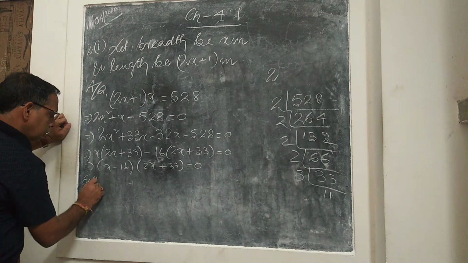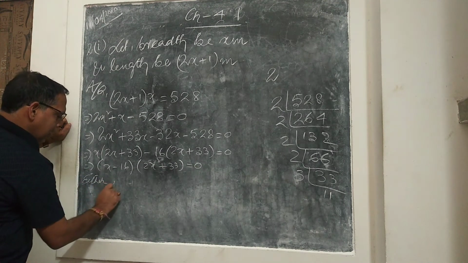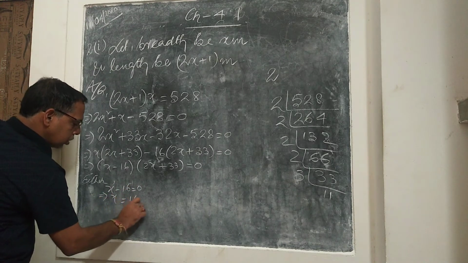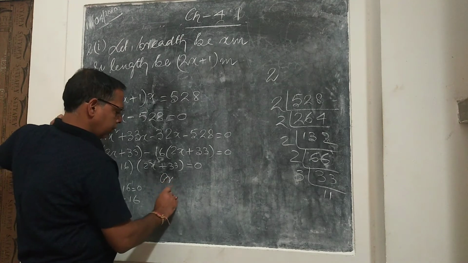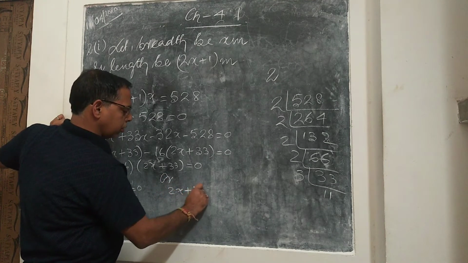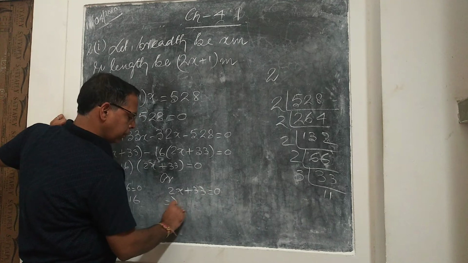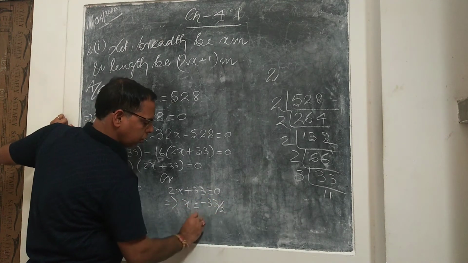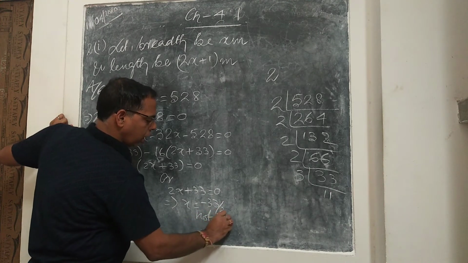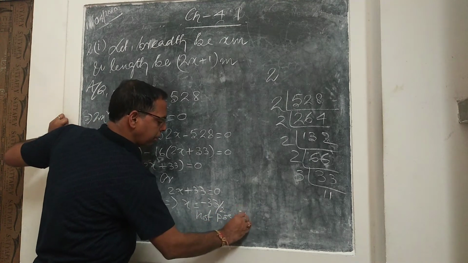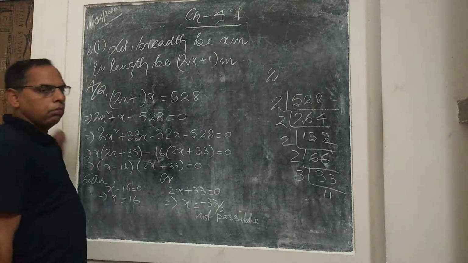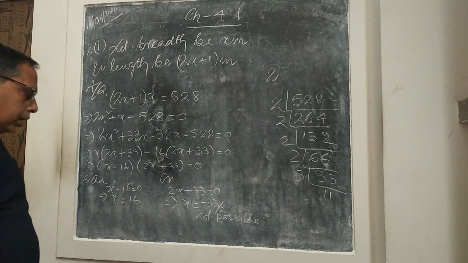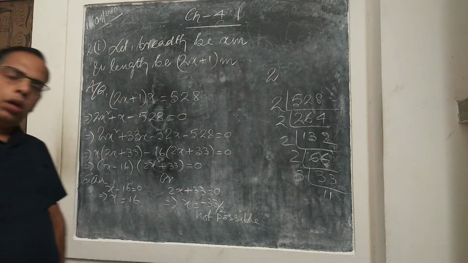Either x − 16 = 0 implies x = 16, or 2x + 33 = 0 implies x = −33/2. Not possible. Why not possible? Because length, breadth, height cannot be negative, and that is the reason it is not possible.